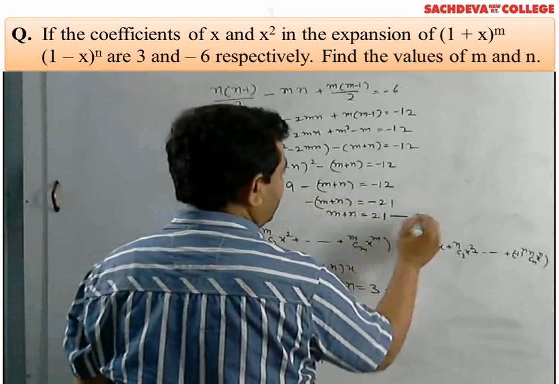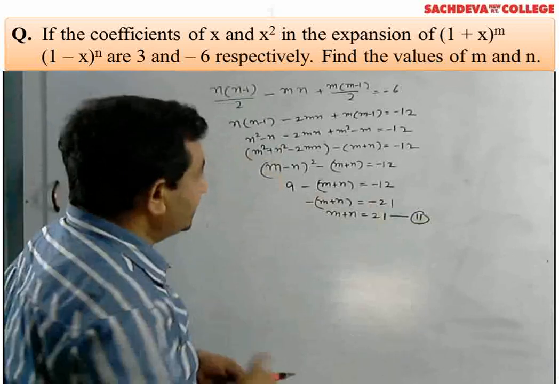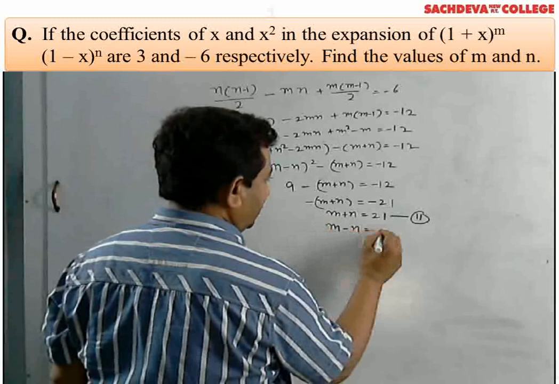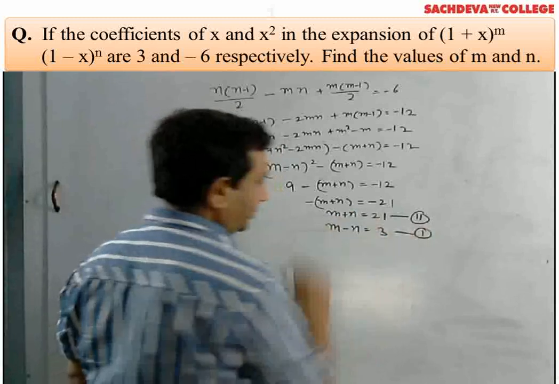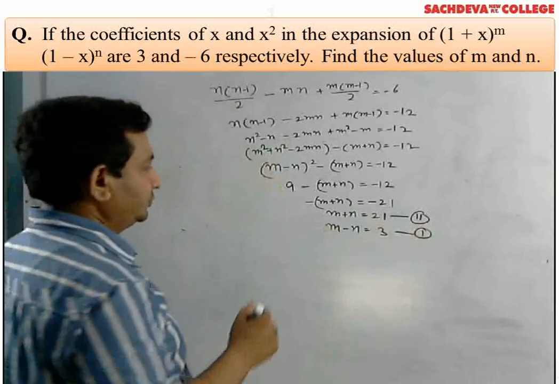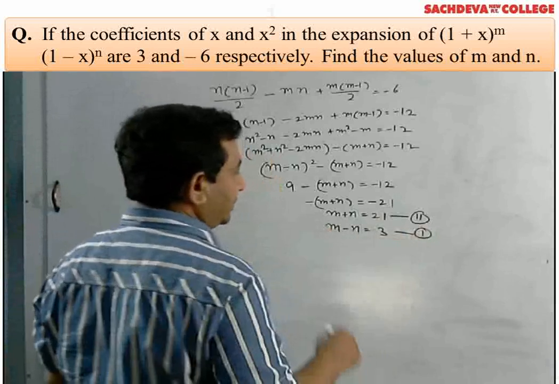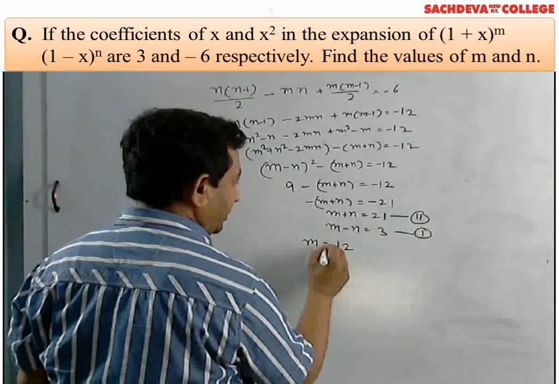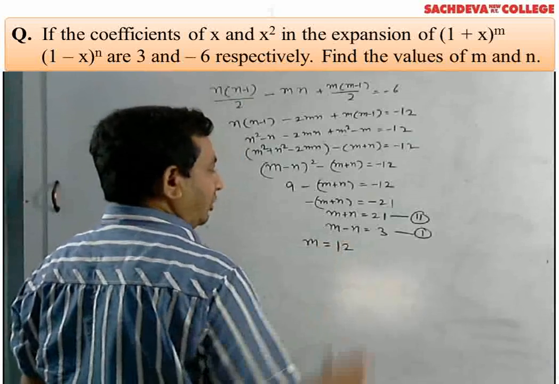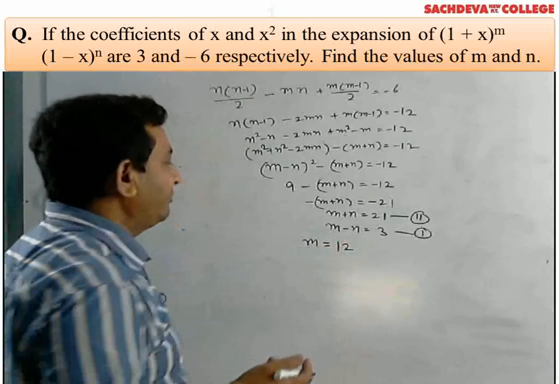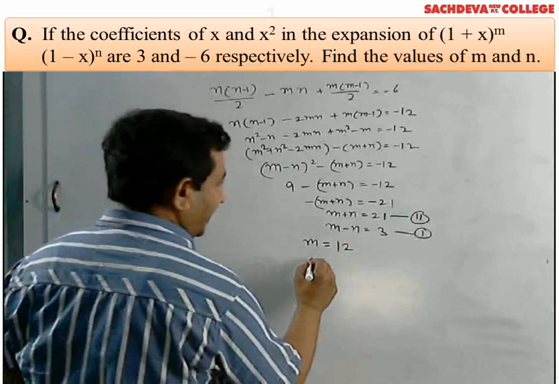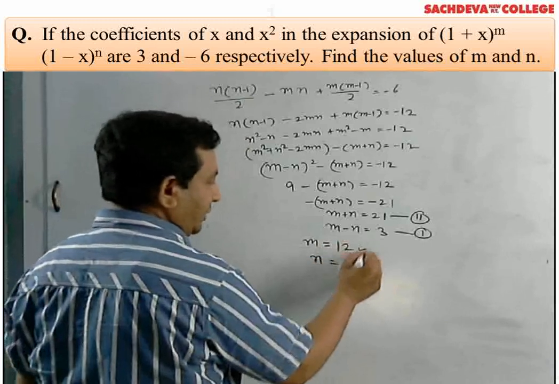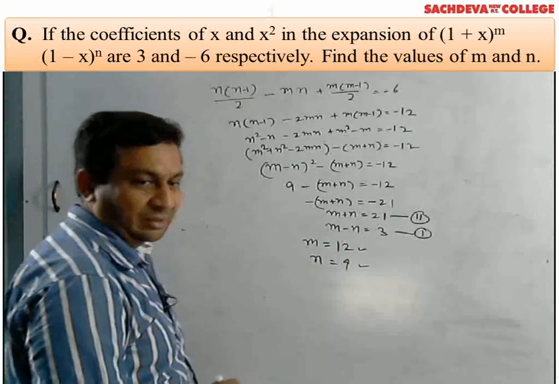or m minus n will be equal to 21. This is equation number 2, and equation number 1 is m minus n is equal to 3. Now solving 1 and 2, if we add these two equations, then you find 2m is equal to 24 and m is equal to 12. Now on putting the value of m equal to 12 in any equation, we find n is equal to 9. So the value of m is 12 and the value of n is 9 here.